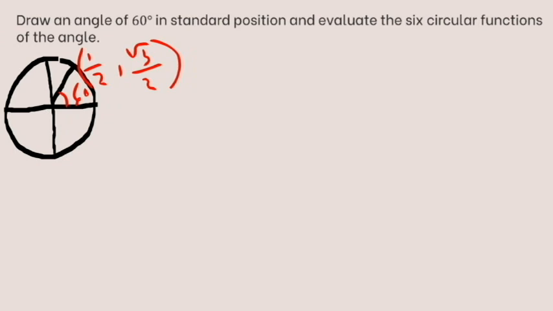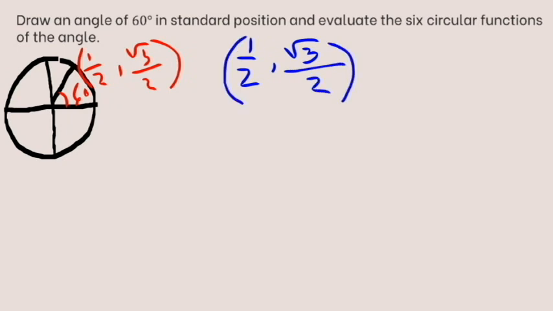So therefore, the coordinates are 1/2 and square root of 3 over 2. So these are our coordinates for 60 degrees.